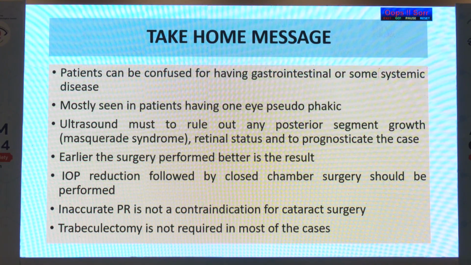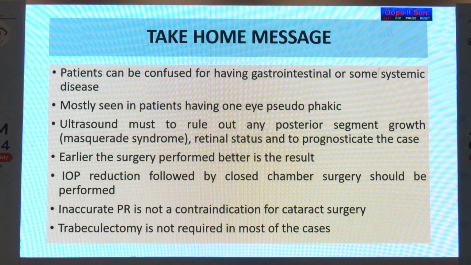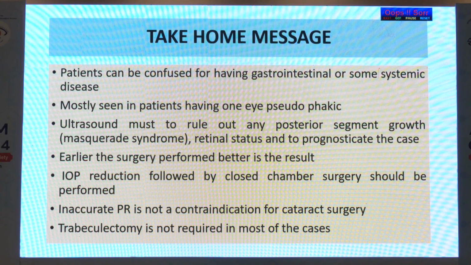Earlier the surgery performed, better is the result. IOP reduction followed by closed chamber surgery should be performed. IOP should be reduced after mannitol or anti-glaucoma medications. Inaccurate PR is not a contraindication for cataract surgery in phacolytic glaucomas, and trabeculectomy is not required in these cases.